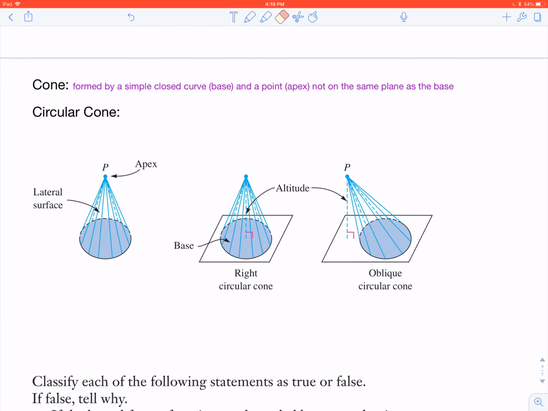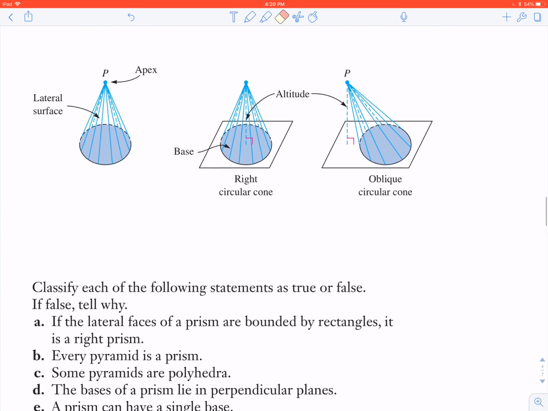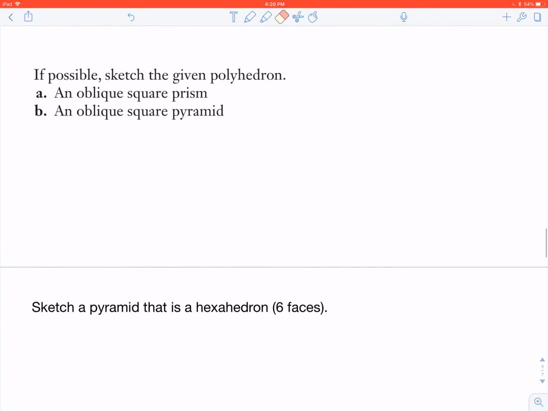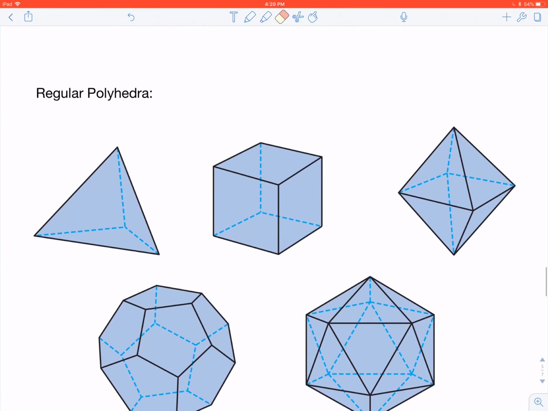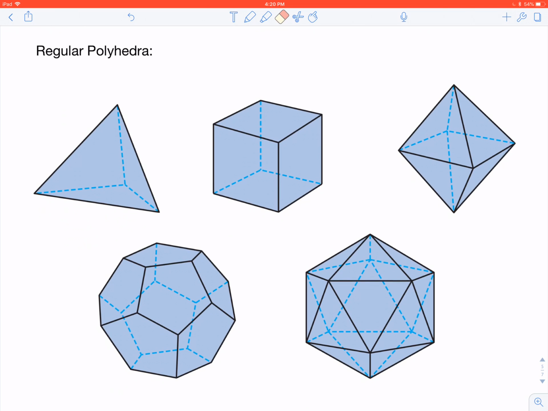The circular cone is a little bit more specific. It just simply says that the base has to be a circle, not just a random simple closed curve. Continuing on. Go all the way down, please, till we get to regular polyhedra.